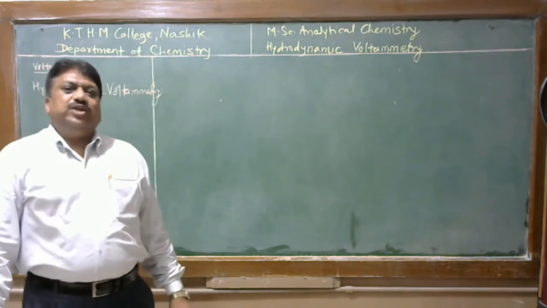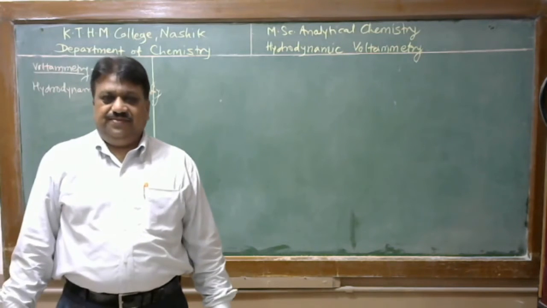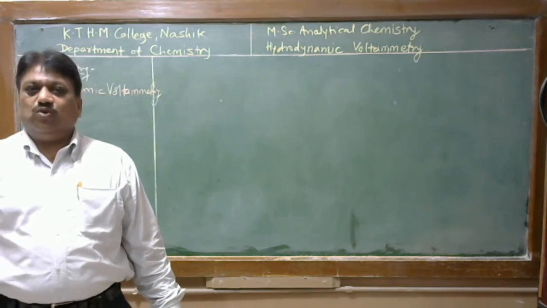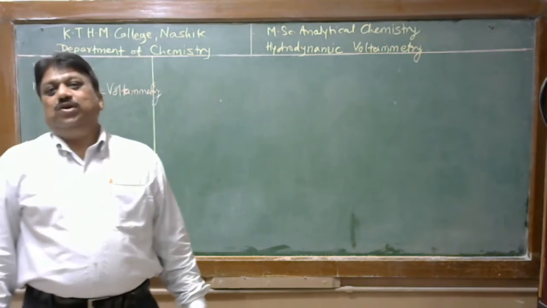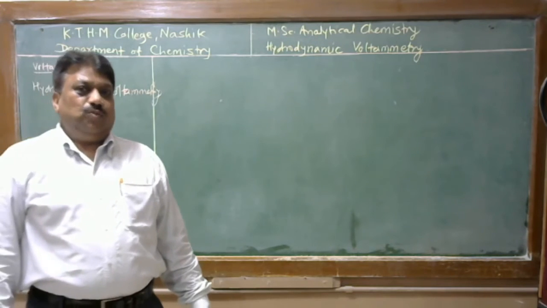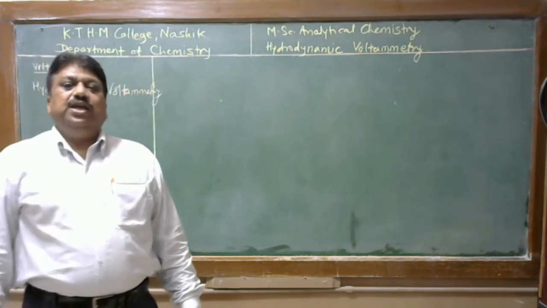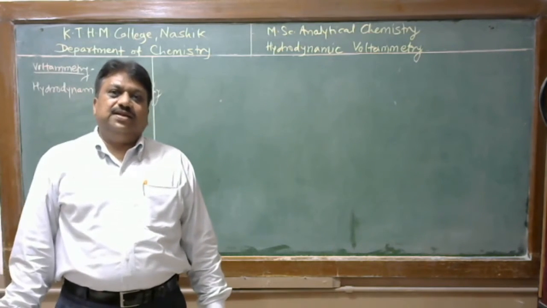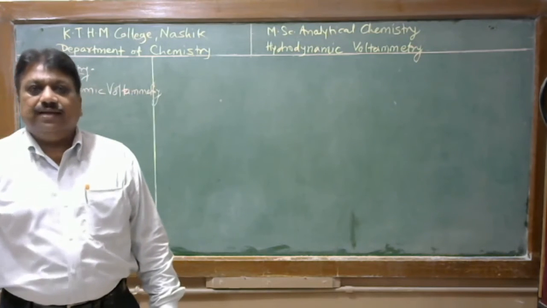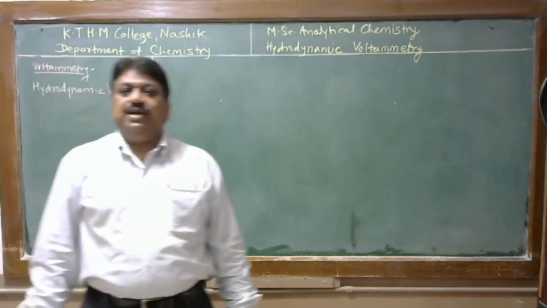We know that hydrodynamic voltammetry is a derivative technique of polarography. In polarography, the dropping mercury electrode is used as a working electrode, which is not a stable electrode, and therefore polarographic analysis is carried out in a quiescent analyte solution, in which the diffusion process carries the analyte species to the electrode surface, and we can determine the diffusion current for quantitative analysis of the sample.